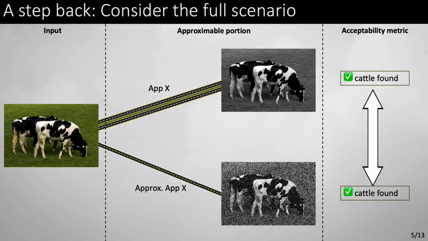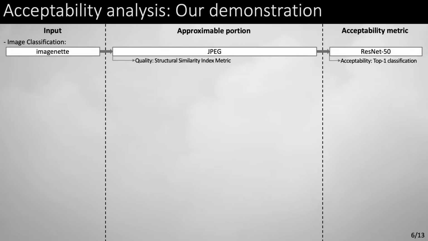Then, this is our acceptability metric. To put the idea to the test, we experimented with 3 different scenarios. Each scenario is a target application, and the approximation comes from its memory accesses that are subject to noise. All experiments were repeated at various meaningful error rates.